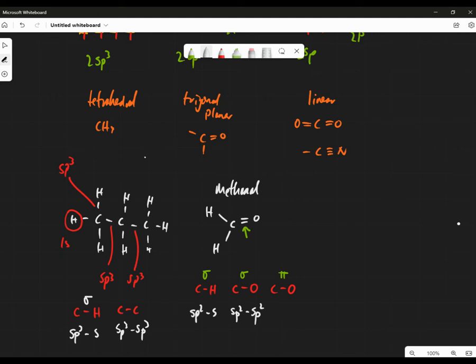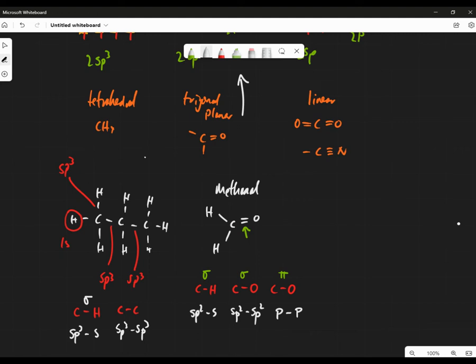Now, the other carbon-oxygen would be between an s. Oh, what am I doing here? That's wrong. It's going to be between the unused p up here of the carbon and the unused p of the oxygen. So that supplies the pi bond there.